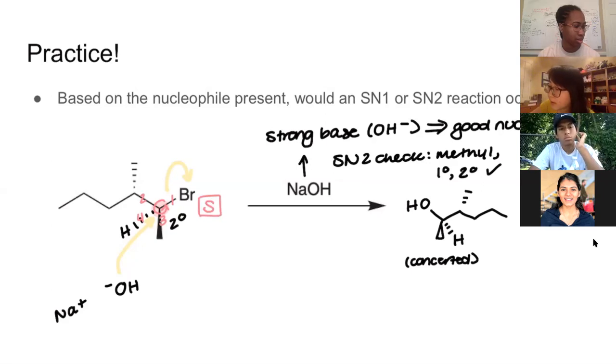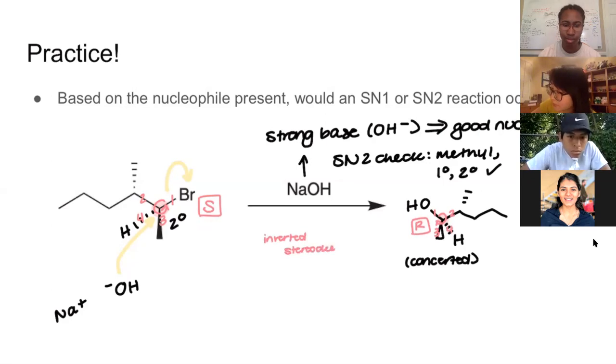And so we go to his friend on the right. That's the same carbon. We just flipped him. 1, 2, 3, 4, and he is going to be R. And so, yeah, you're going to see that we went from S to R. So we successfully inverted the stereochemistry. Any questions on that so far?